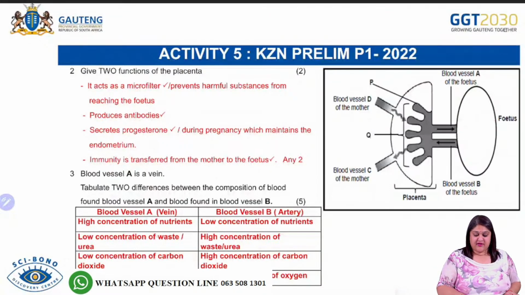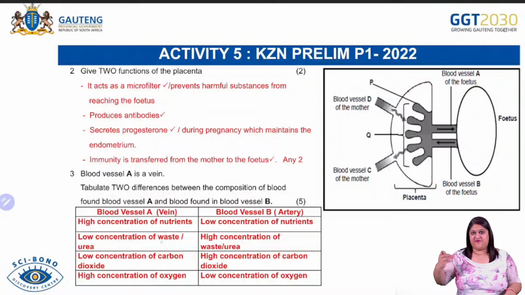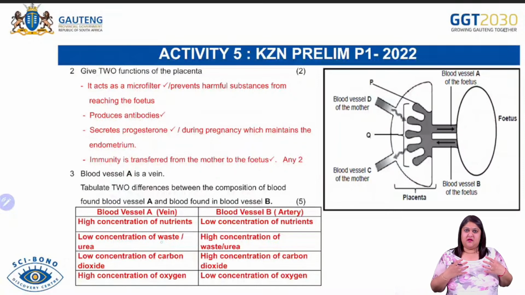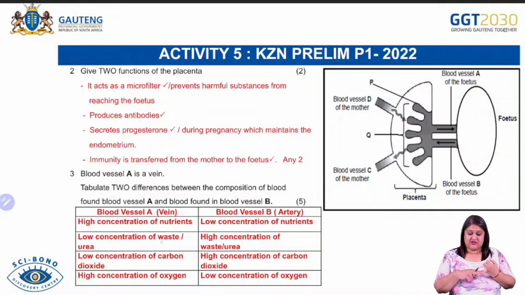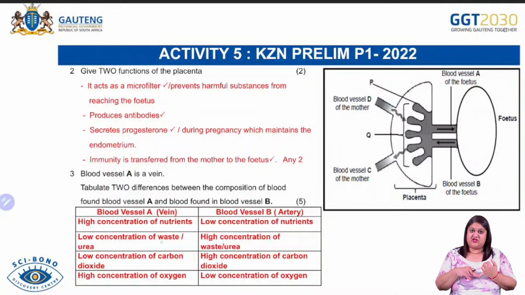Right, so in vein A, blood vessel A, sorry, which is the vein, we have a high concentration of nutrients. That's what's going to the fetus. From the placenta going to the fetus, what do we have? So you always think to yourself, what will the fetus need? Because that's what's going to come via the vein to the fetus. It's going to need nutrients. It's not going to need waste. So it's going to have a low concentration of waste, a low concentration of carbon dioxide, and a high concentration of oxygen.